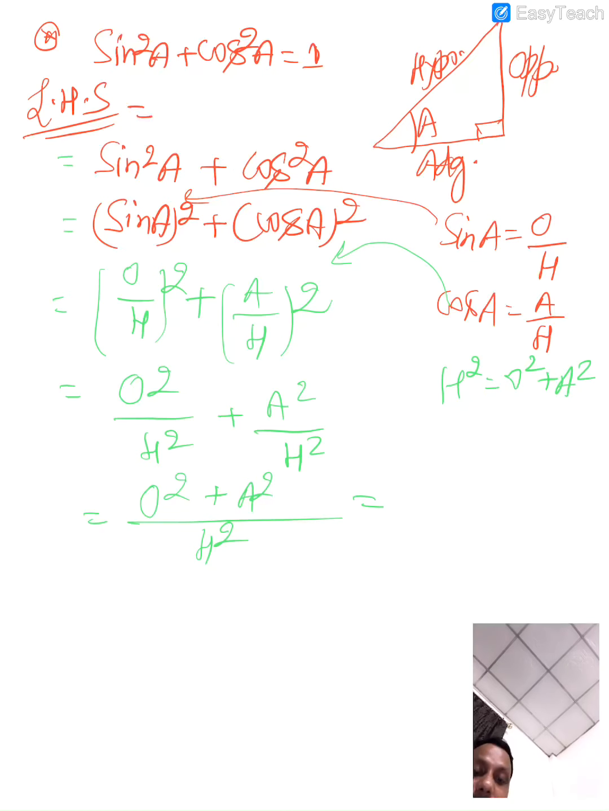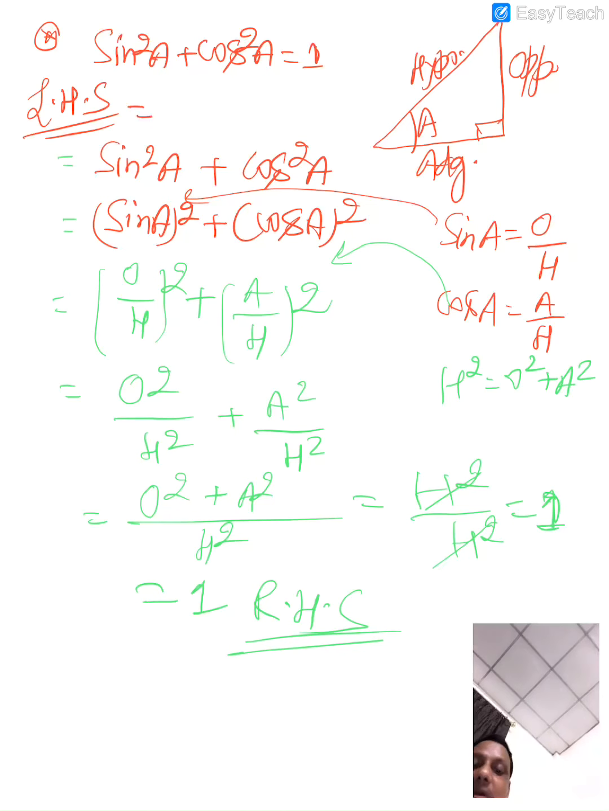So generally H² over H² will be equal to 1, because H² got cancelled. So this is your answer, this is your right hand side. So how to prove it is already done.